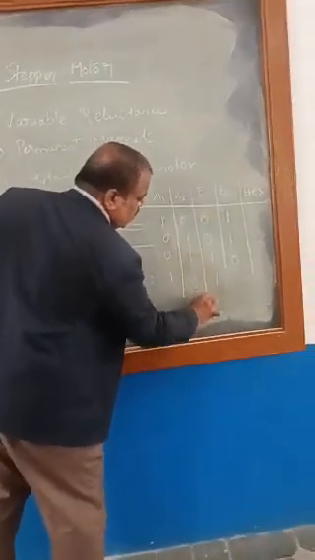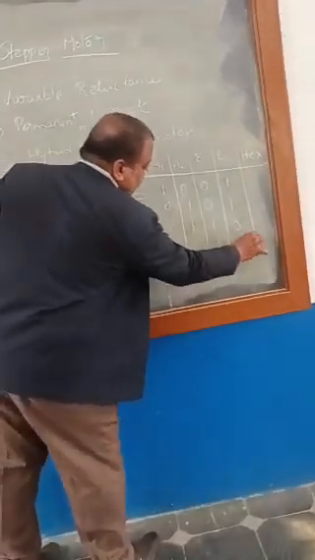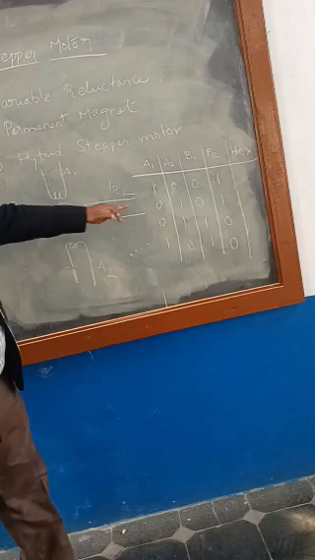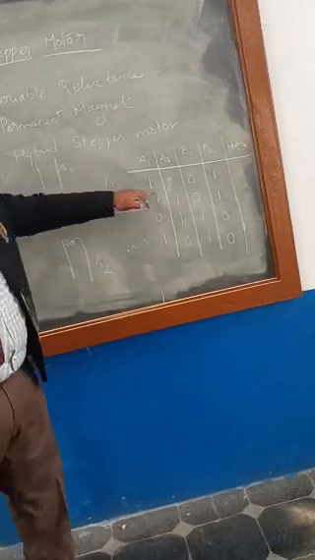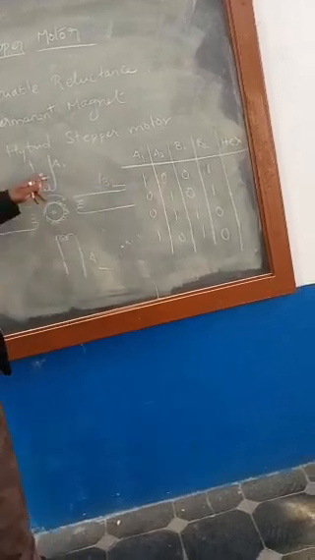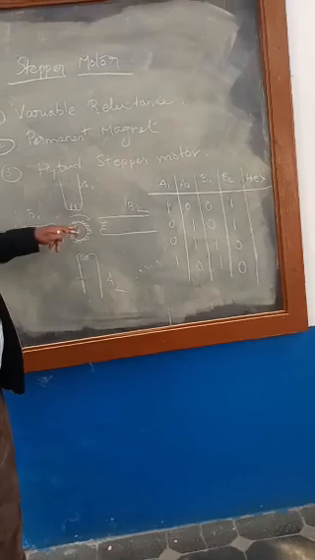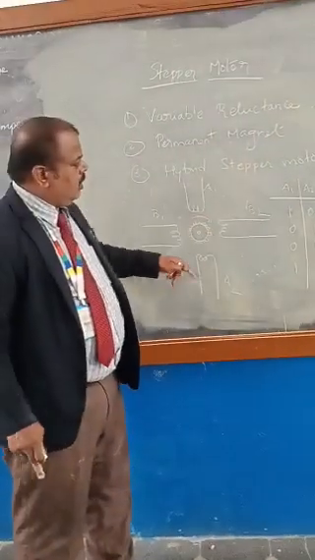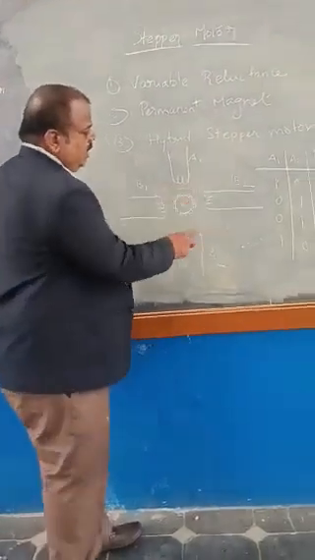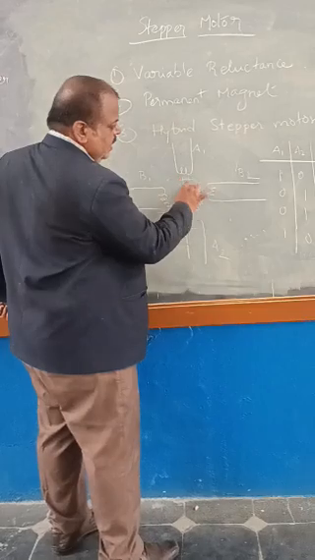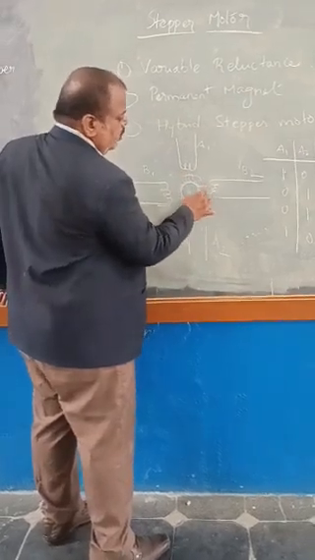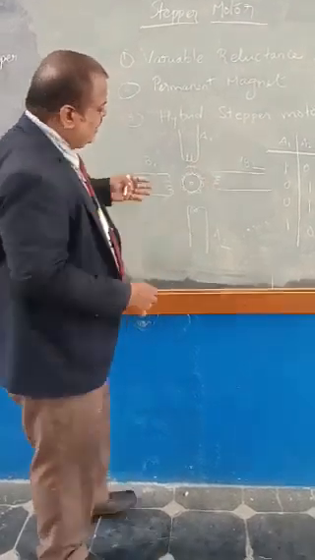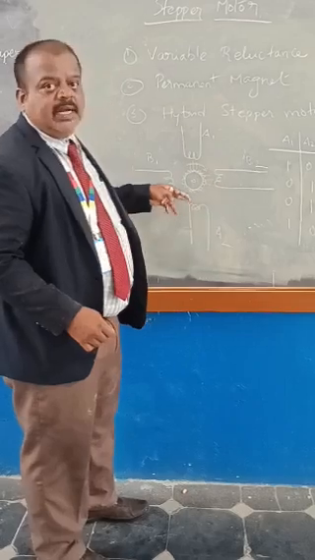The remaining two poles are 0. That is, I am giving input so that it refers to 1. If you are not giving input, that refers to 0. So when the input is given, these three poles attract the teeth of the rotor so that the rotor rotates. That is, the teeth of the rotor and the poles will be in the same line. That is known as variable reluctance.